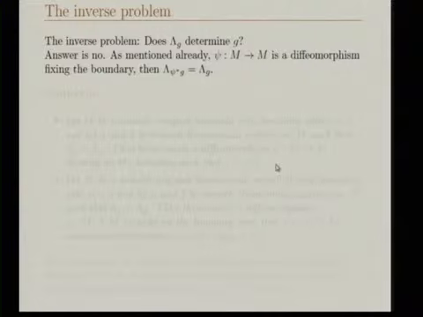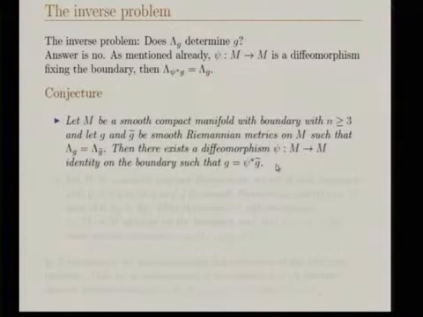Okay. Now, this leads to the natural conjecture. So the conjecture is that you have a smooth compact Riemannian manifold with boundary, and the dimension n is greater than or equal to 3. Then suppose you have G and G tilde, smooth Riemannian metrics whose Dirichlet-Neumann maps are the same. Then does it imply that there exists a diffeomorphism that's identity on the boundary, or in other words, fixing the boundary, such that you can get G through a pullback by the diffeomorphism of the metric G tilde? So this is the conjecture.